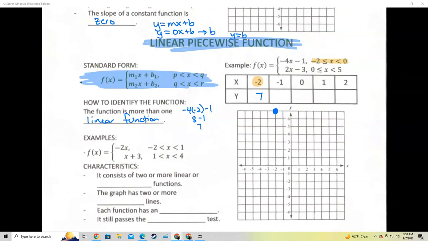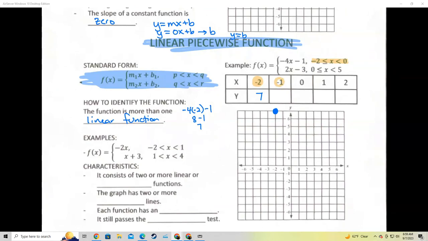All right, let's try it again because I know that was not easy. Negative 1, I don't know whether to plug it into the top or to plug it into the bottom. I need to figure out what set does it belong to. Does it belong to the numbers between negative 2 and 0, or does it belong to the numbers between 0 and 5? Well, negative 1 belongs to this set right here. So negative 1 is going to go to the top.